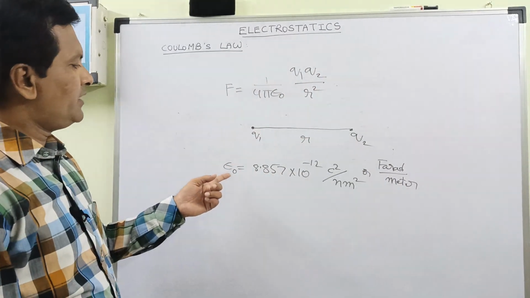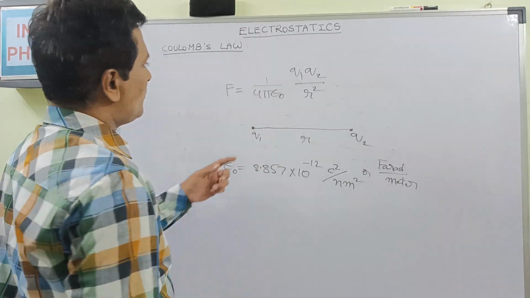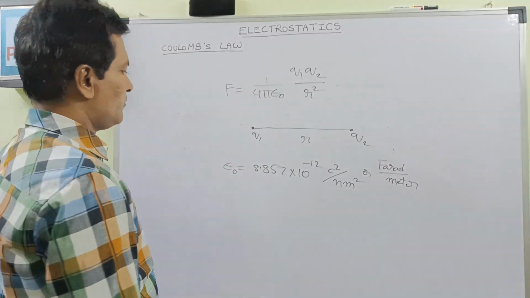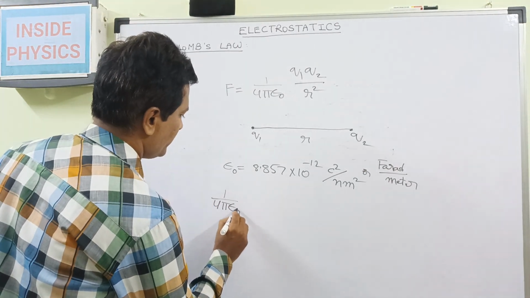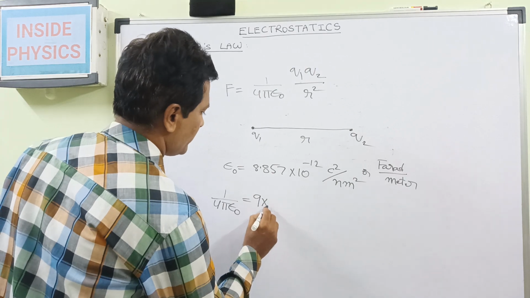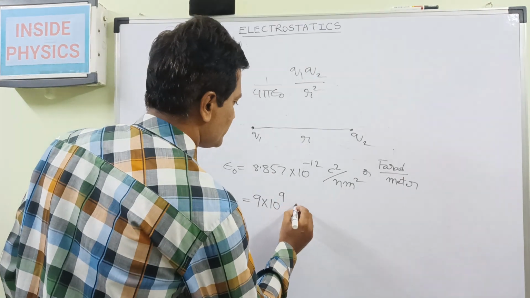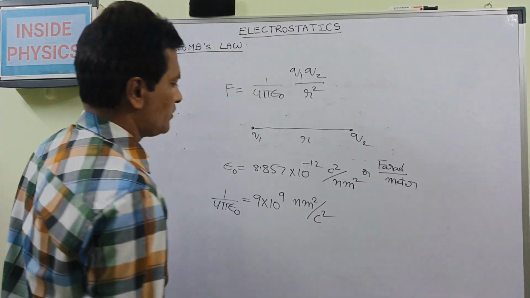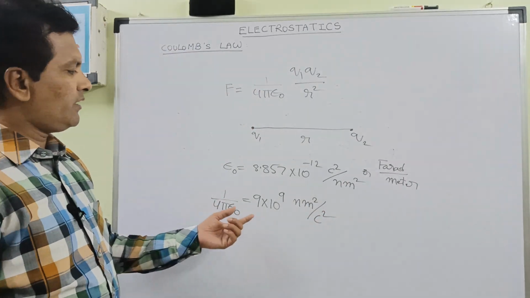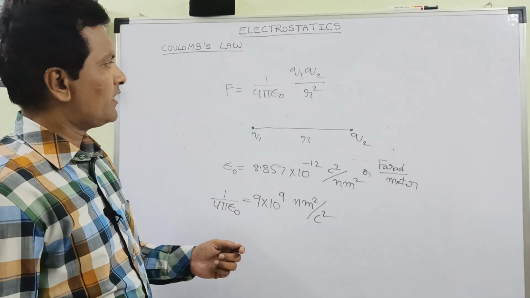See, the permittivity of free space or air, and overall this value of 1 by 4 pi epsilon naught can be written as 9 into 10 to the power of 9, in units of Newton meter square per Coulomb square. This value we can use in the problems that we'll do in the next classes.